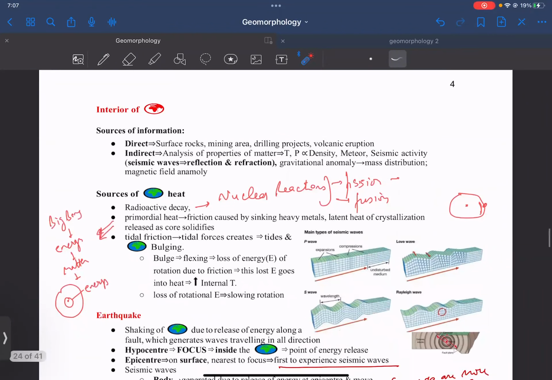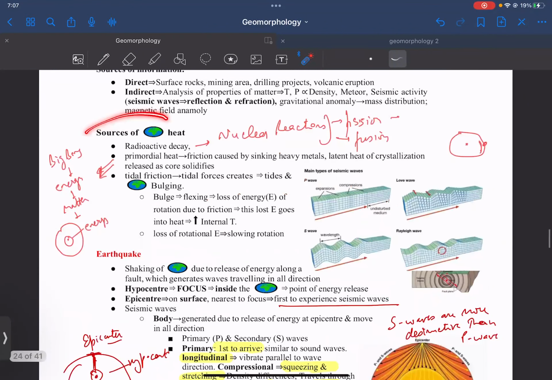Then sources of internal energy of the Earth. In the interior of the Earth, we have three sources: radioactive decay, primordial heat, which you can also call residual heat. Sometimes the term residual heat is used; residual heat and primordial heat are the same. In radioactive decay, a nuclear reaction is taking place, mainly fission only. Fusion is found in the sun and stars. Then tidal friction based energy. So these are three sources.